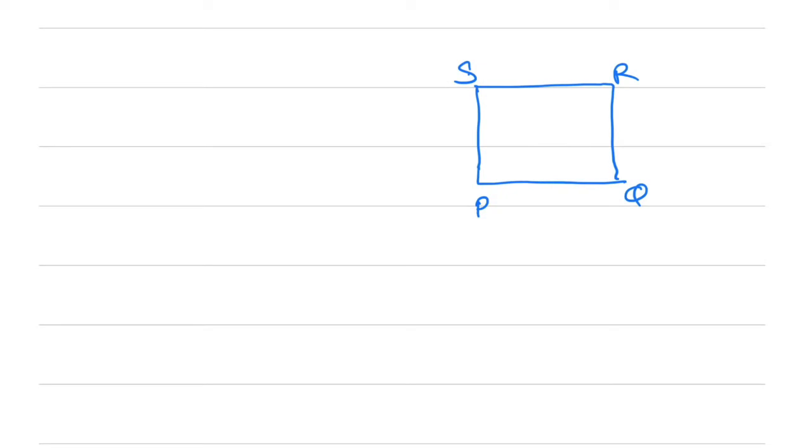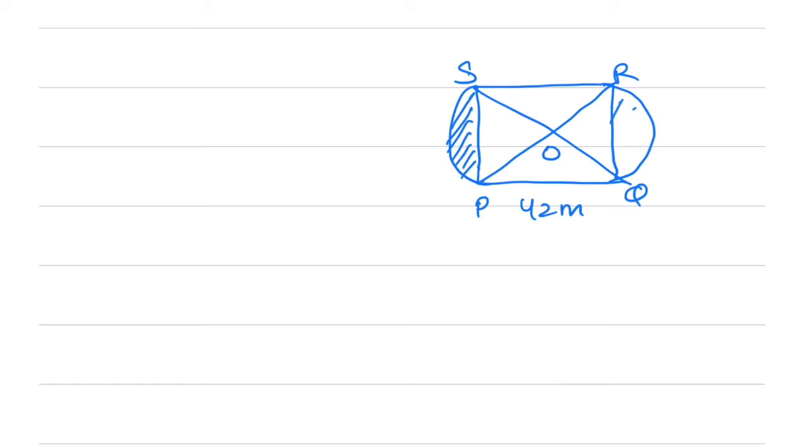This question is based on areas related to circles. We are given a square PQRS and each side is equal to 42 meters, and we have 2 circular flower beds on the sides PS and QR with center O, which is the intersection of the diagonals of this square, and the shaded part. So we have to find the area of the shaded part.